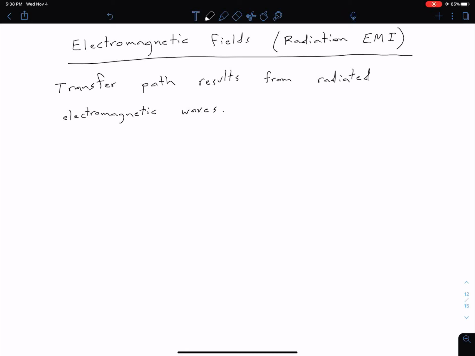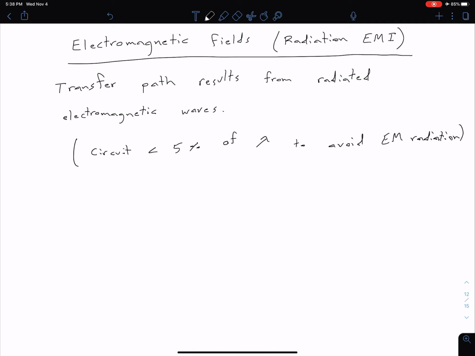So let's now look at our fourth and final transfer path, which is electromagnetic fields, or radiation EMI. And so here our transfer path is resulting from radiated electromagnetic waves, and so we can connect this to what we've talked about before in our high frequency unit, where we said we want to keep our circuit size smaller than about 5% of our wavelength, 5% of lambda. And we wanted to do that to avoid having any electromagnetic or EM radiation.